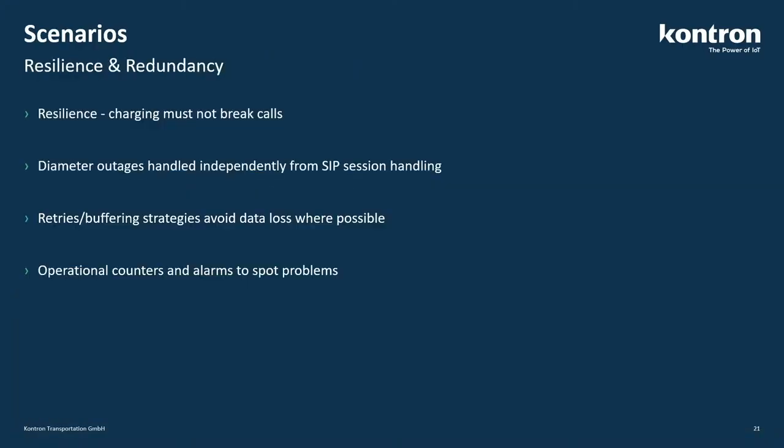What's important, as said, is that we are in the mission critical area. That's why charging must not break calls. That means it is completely separated: even if there are Diameter outages, even though we have an HA setup, even a geo-redundant setup, charging must not break calls. So Diameter outages must be handled completely differently and independently from the SIP session handling. That's the key for us. Of course, we have a retry and buffering mechanism, and we have counters to detect problems through alarms. But at the end, it's important that the call is established under whatever circumstances in our domain.